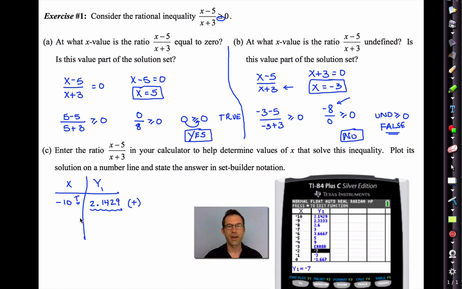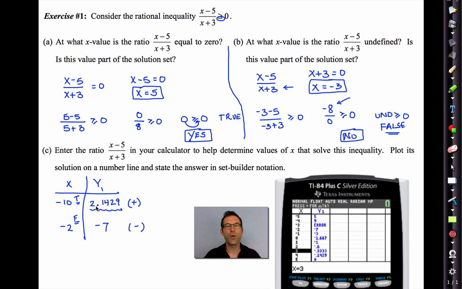what do I have there? I've got an output of -7. When I go to x equals -2 and I have an output of -7, that's negative. So that means my inequality is false there. Okay, it's false. So -2 is not going to be part of the solution set. And when I go to -1, I see that the output is negative. And when I go to x equals 0, the output is negative. And x equals 1, the output is negative. X equals 2, the output is negative.